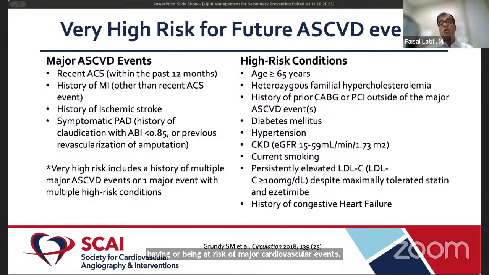High-risk conditions also play a role, such as age greater than 65, heterozygous familial hypercholesterolemia, history of prior CABG or PCI outside of a major cardiac event, diabetes, hypertension, chronic kidney disease with a GFR less than 60, current smoking, persistently elevated LDL cholesterol greater than 100 despite maximally tolerated statin therapy and ezetimibe, and history of congestive heart failure. Next.